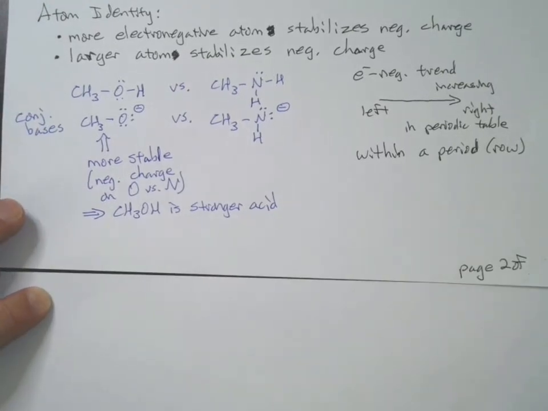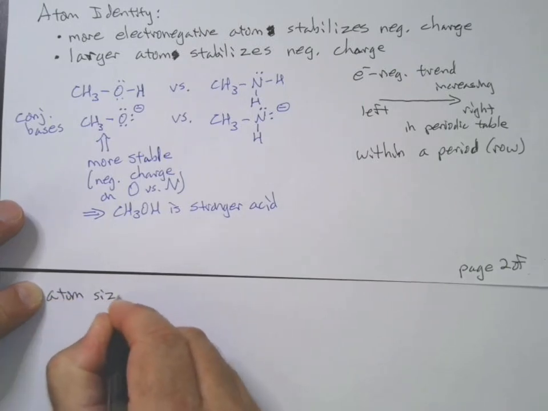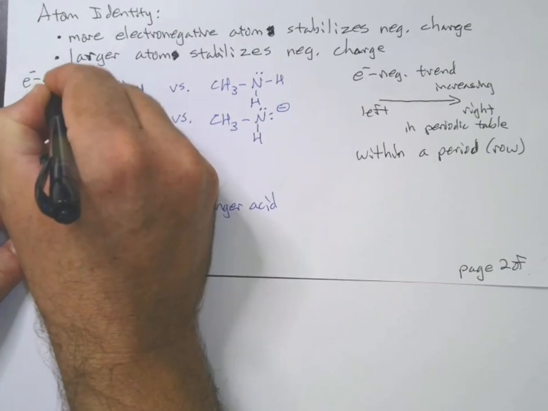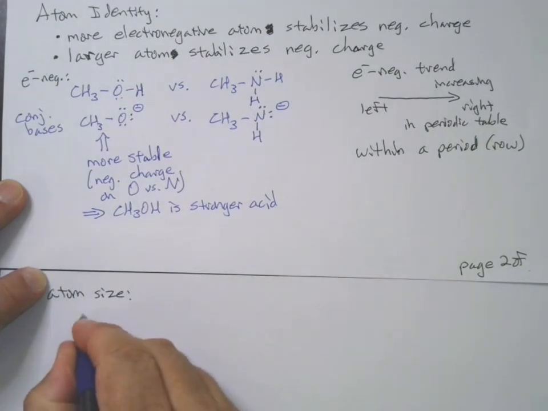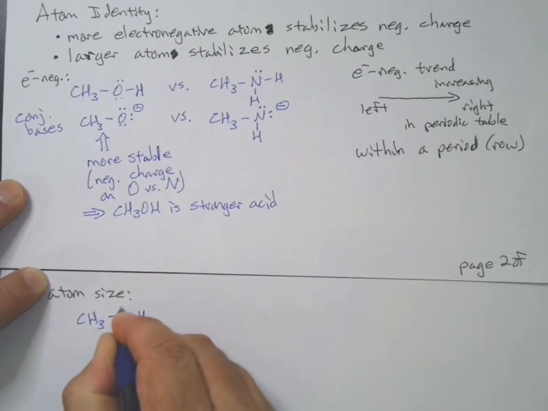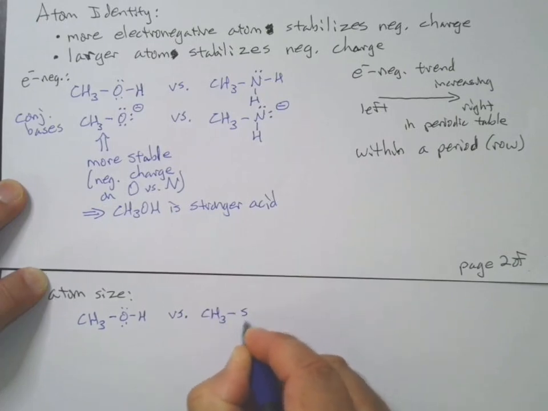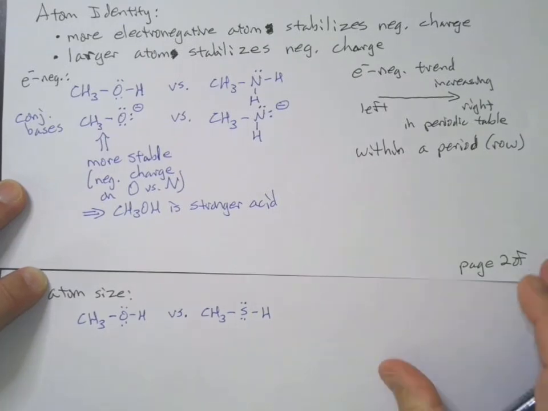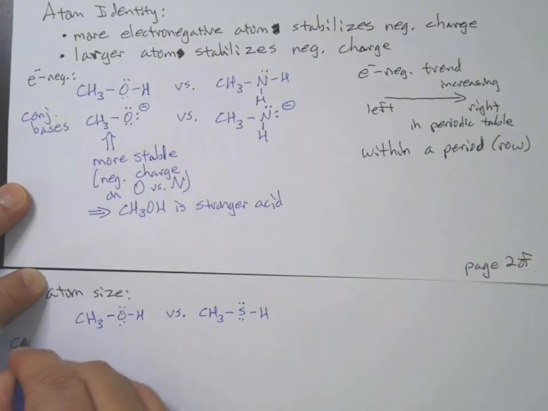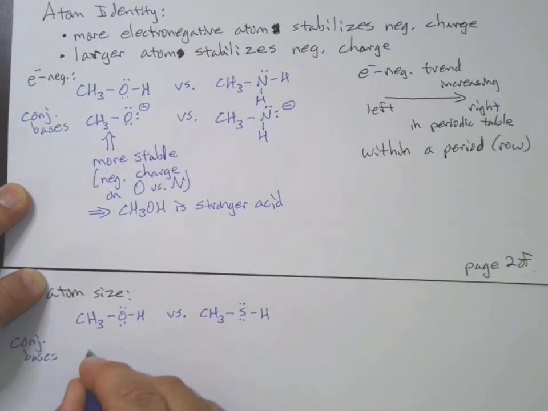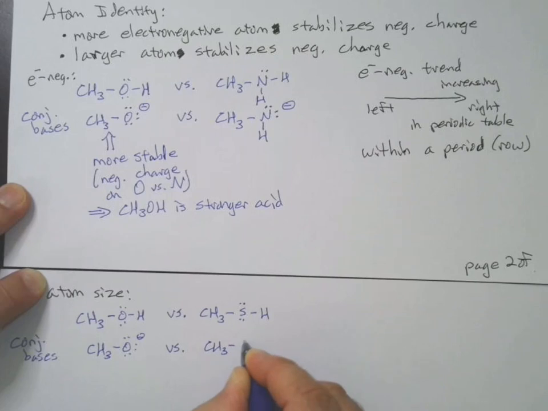Now let's look at atom size. And I should actually call this E neg here for electronegativity. We'll look at atom size. And let's again take our methanol. This time we're going to compare it to something in the same group, so the same column, and that's thiomethane. And look at the conjugate bases. And once again, we've got CH3O minus. We'll compare that to CH3S minus. Now here, our CH3S minus is more stable.